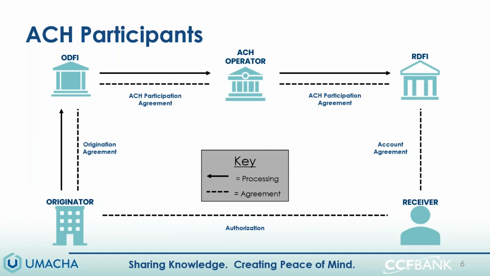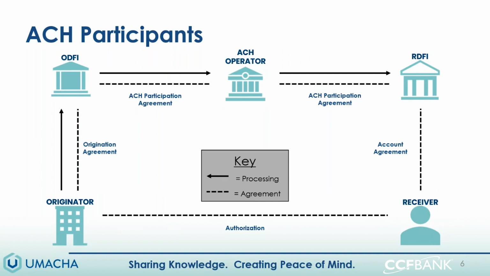Authorization is what sits between the receiver and the originator and gives the originator the authorization or the ability to debit or credit that receiver. So if we think about a payroll example, I would be the receiver and UMACHA would be the originator. They are sending me my payroll credits. Similarly, for a debit, maybe the electric company is the originator and I'm the receiver, and I've authorized the electric company to debit my account for my payments.